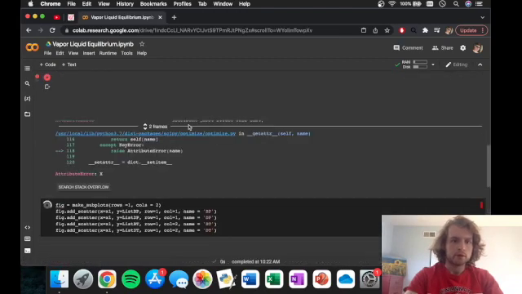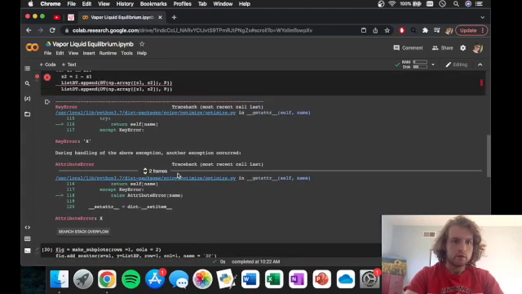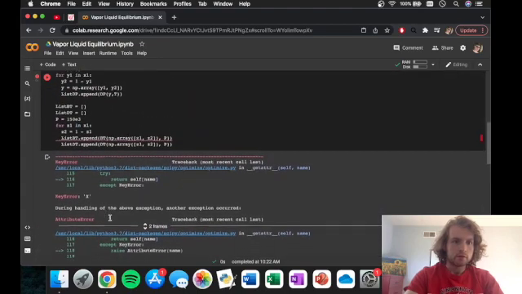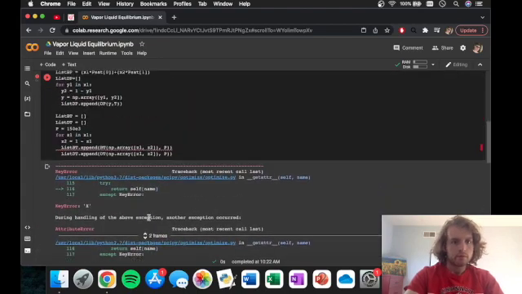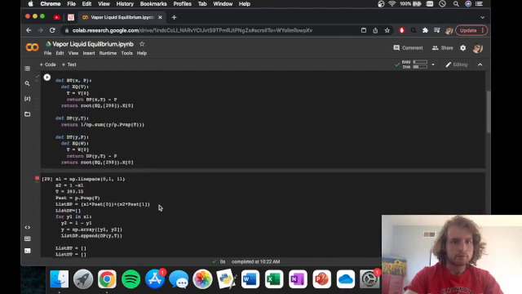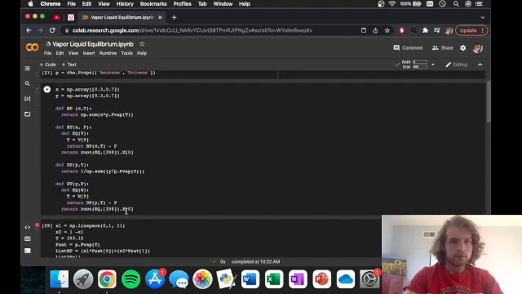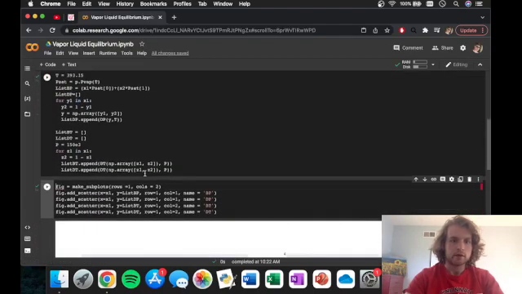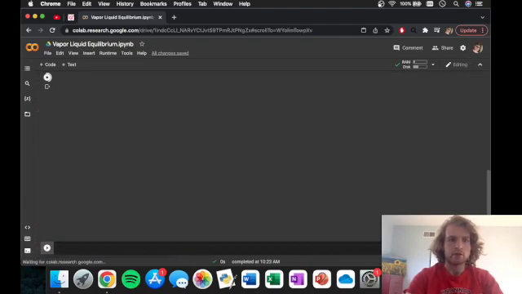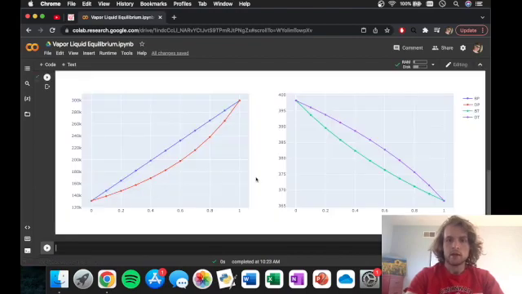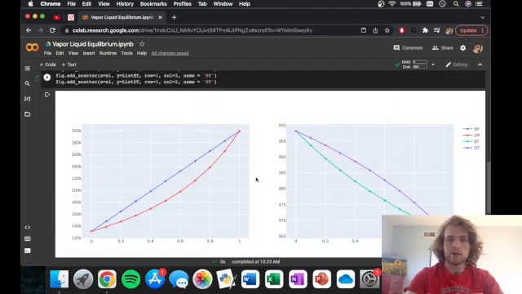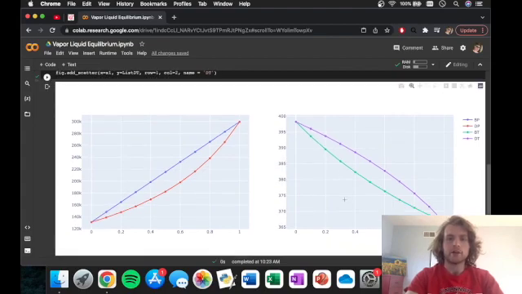Nope, looks like we got a mistake here. X. Let's see, is this supposed to be a lowercase? Probably. I always get those mixed up. Let's see if this is running right now. Alright, we should be good to go. Hopefully these graphs pop out right. And yeah, that's what we are looking for. And now we'll go ahead and talk through what it is exactly that we're looking at here.